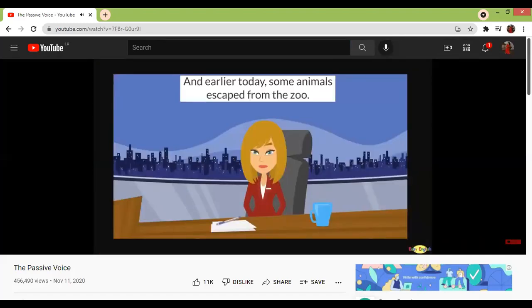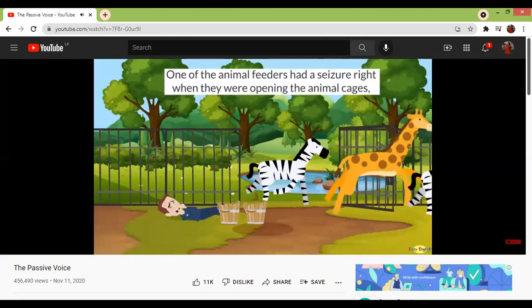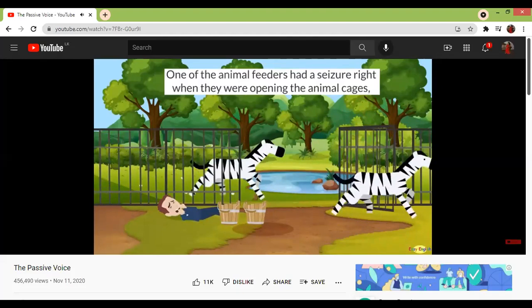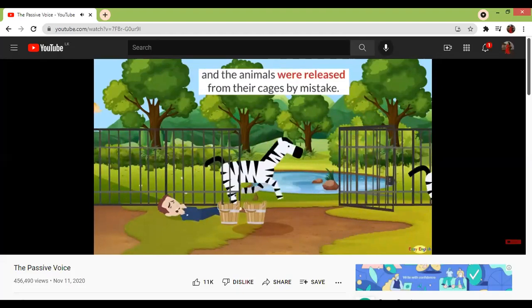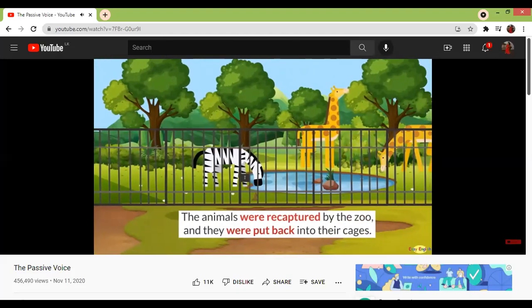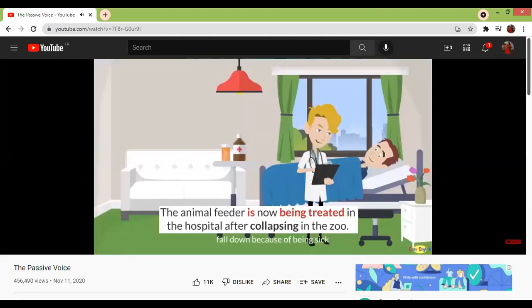And earlier today, some animals escaped from the zoo. One of the animal feeders had a seizure right when they were opening the animal cages. And the animals were released from their cages by mistake. The animals were recaptured by the zoo and they were put back into their cages. The animal feeder is now being treated in the hospital after collapsing in the zoo.